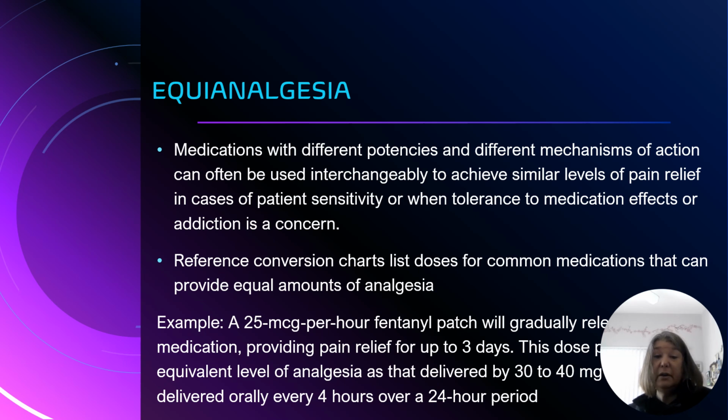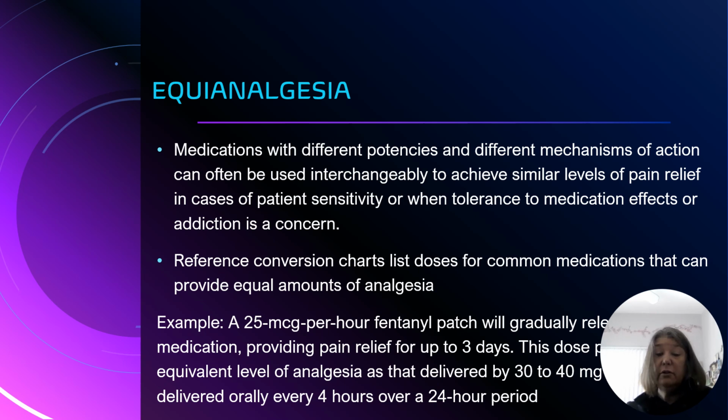A 25 microgram per hour fentanyl patch will gradually release pain medication, providing pain relief for up to 3 days. This dose provides an equivalent level of analgesia as that delivered by 30 to 40 milligrams of morphine delivered orally every 4 hours over a 24-hour period.